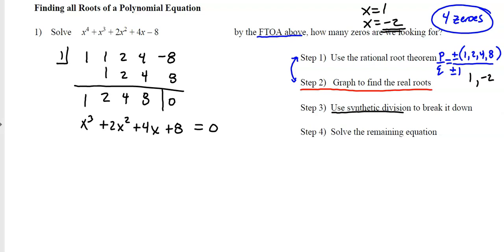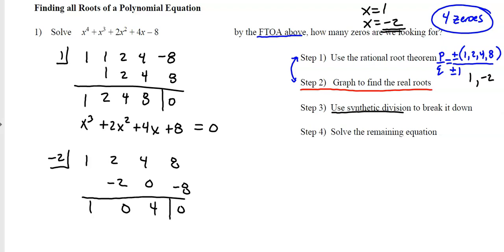I'm going to try this negative 2 up here, and I'm going to go negative 2 into this one and see if I can whittle it down to a quadratic. That's kind of always my goal, get it to a quadratic. So bring the 1 down, negative 2 times 1, add them up, negative 2 times 0, add them up, negative 2 times 4, add them up.